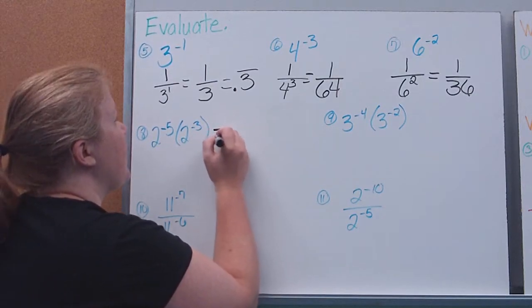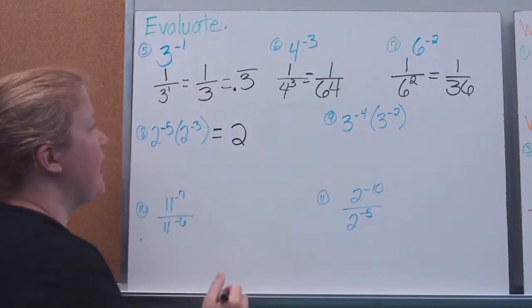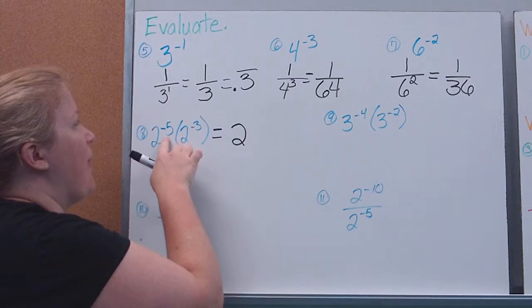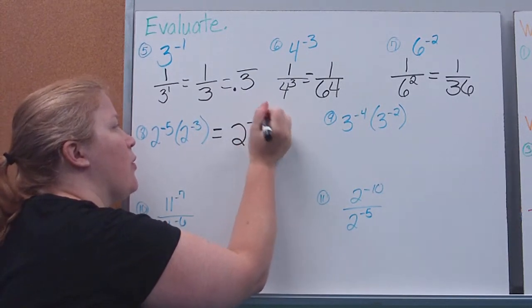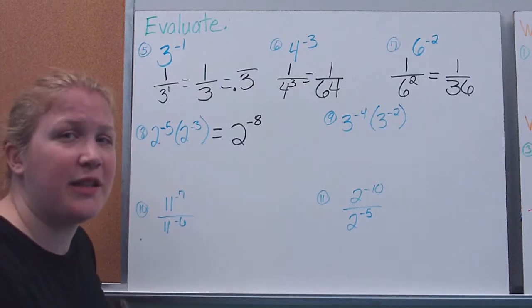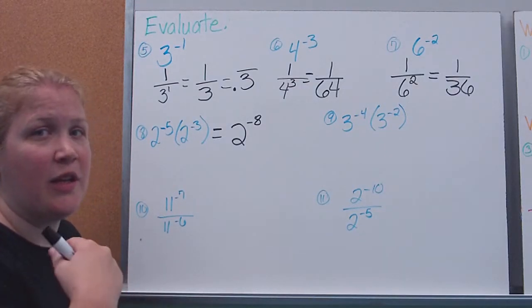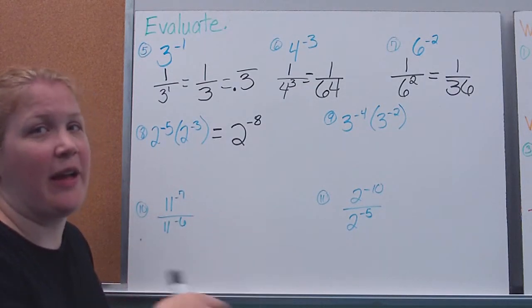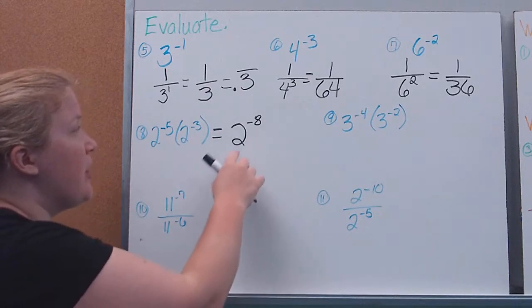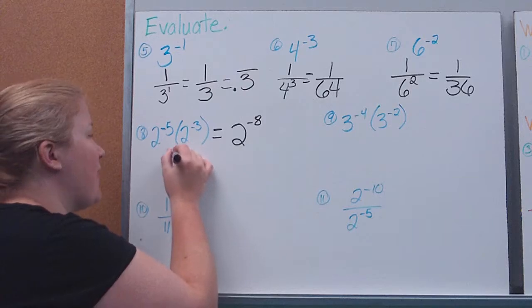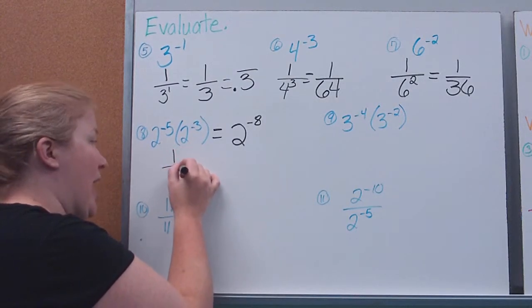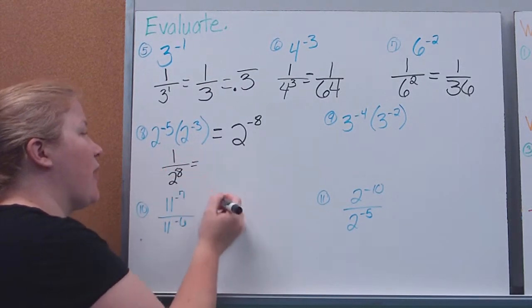So the first thing I'm going to do is simplify this. So my base stays the same. I've got -5 plus -3, which gives me -8. I'm not done yet because I want to evaluate it. So this is the beginning of simplifying it, but I need to evaluate it. So 2 to the -8 is what that would become. How would I write that as a positive exponent? Well, it's 1 over 2 to the 8th. Then we can do our evaluation.